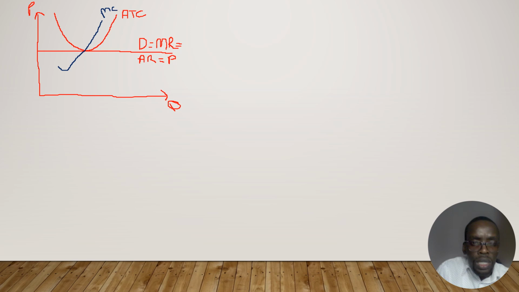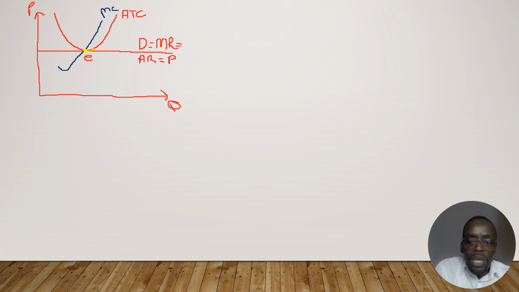Remember, this one is in the long run, so the firms in the long run are going to make normal profits, as we discussed in the previous videos. So now let's identify the point. If you look at this point here, that's the point that we are calling our equilibrium point. Why is it the equilibrium? Because it's where our MC is equal to our MR.